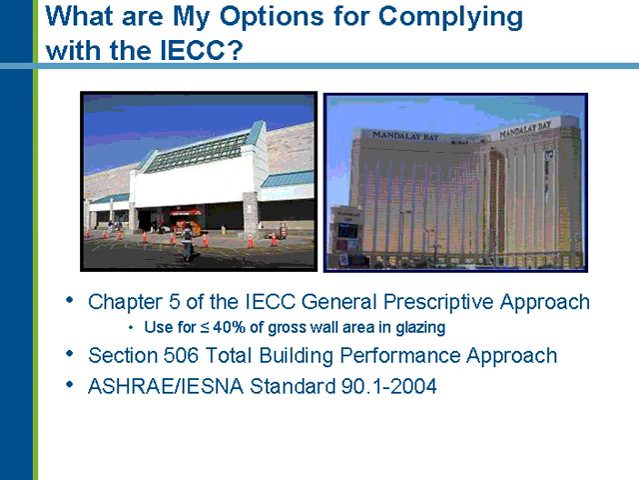So what are my options for complying with the IECC? We've kind of gone over these a few times, but we'll go ahead and repeat them. You can either use Chapter 5 of the IECC, which is Section 502, or you can use Section 506, or you can use ASHRAE 90.1 2004. You can always use Section 506, and you can always use ASHRAE, even if your building falls within the 40% glass to wall area. So those other two are always an option available to you. But you have to go Section 506 or ASHRAE 90.1 if your building falls at 41% essentially of the gross wall area.